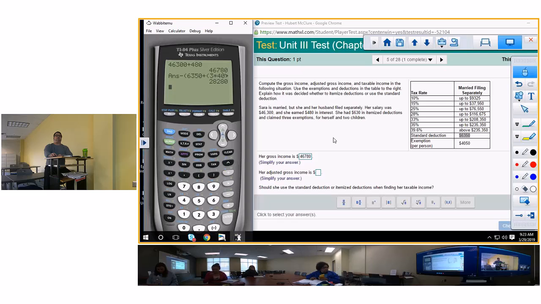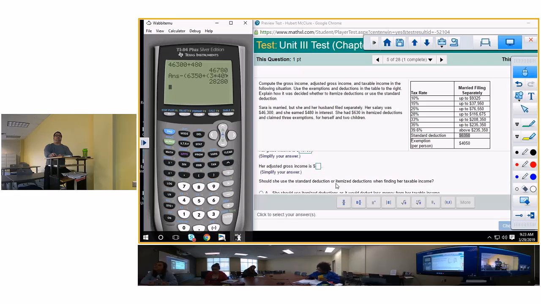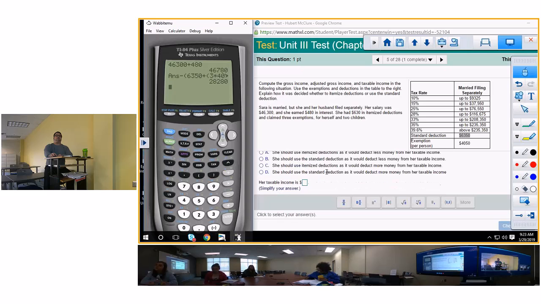All right. Now her adjusted gross income is going to be the same thing, 46,780, because she doesn't have anything to take away unless they're asking you for it. Sometimes the adjusted gross income and the taxable income are the same thing. So I'm going to go on down. They're asking the same thing. Okay. She should take the standard deduction because it would deduct more money from her taxable income. D. Her taxable income is 28,280.